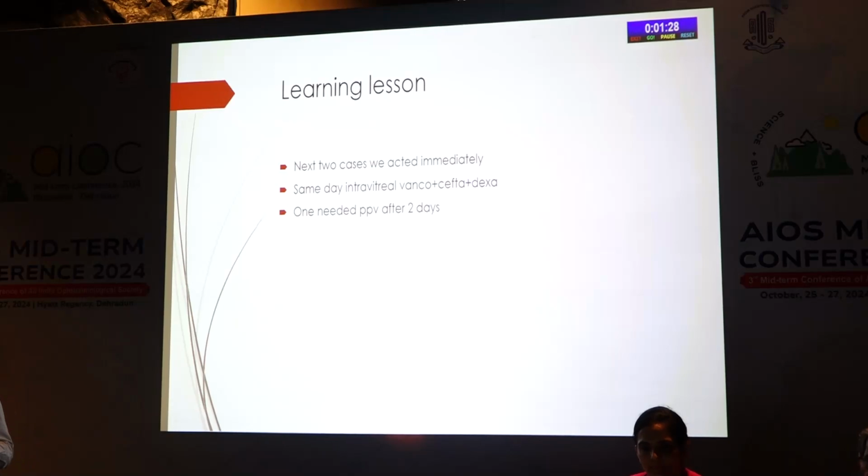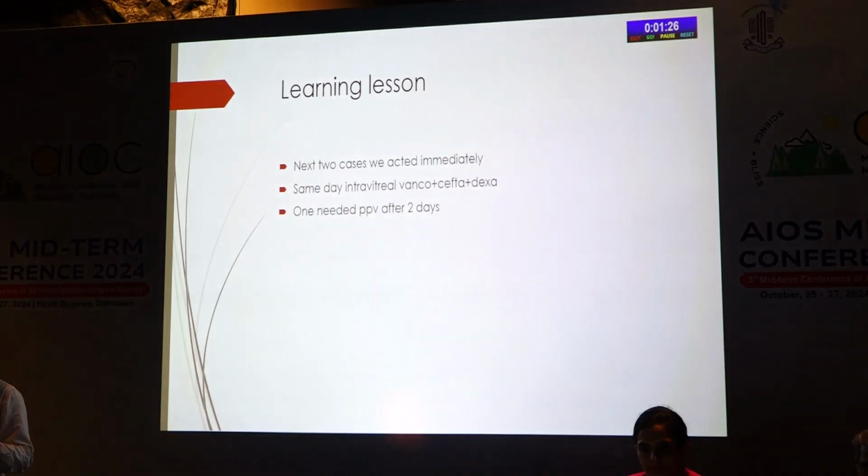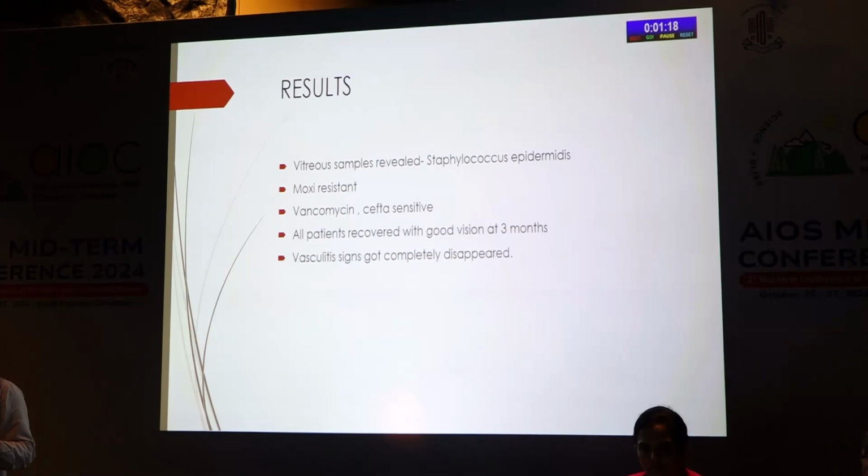In the last 2 cases, we directly treated them as post-operative endophthalmitis, gave vancomycin and dexamethasone, and one of the patients needed vitrectomy after 2 days. The sample we recovered grew Staphylococcus epidermidis, which was moxifloxacin-resistant and vancomycin-sensitive. All patients recovered good vision at 3 months. Vascular signs surprisingly recovered.